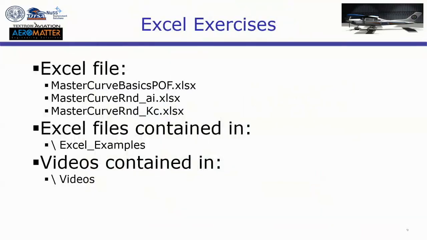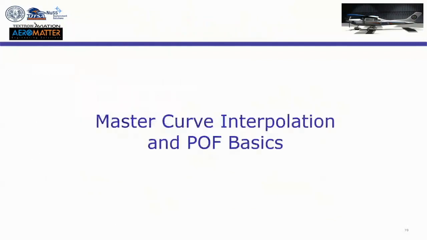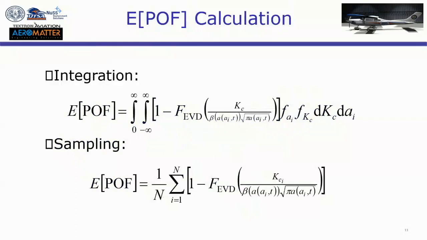So I already talked about the Excel files, but let's get into the first one, which is the basic POF, okay? Before I show you that one, how can you solve these equations, for example, when you have variation on initial crack size and fracture toughness? You just integrate this from 0 to infinity. This one is the crack size, so that's why it starts at 0. And then from minus infinity to infinity for the fracture toughness. And you just do the conditional expectation on this, and you can get your POF.